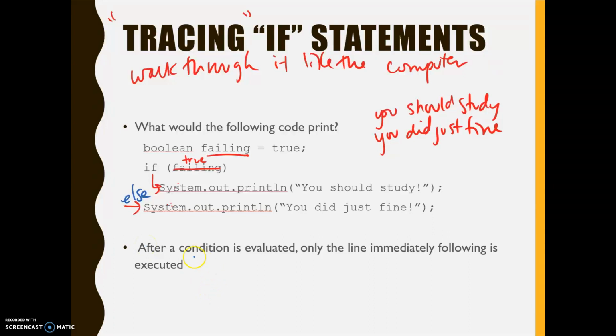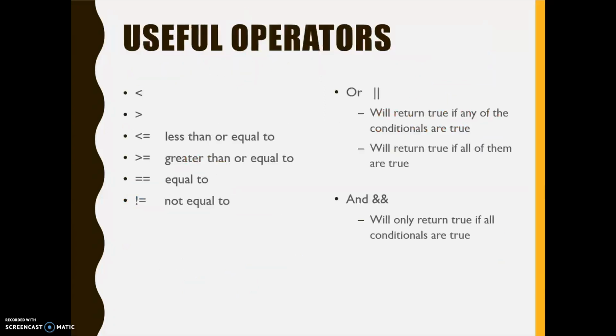Now, this next line says, after a condition is evaluated, only the line immediately following the if is executed. So what does that mean? That means that the computer is going to take one line of code. If we want to have multiple lines of code inside of our if statement, which is very common, then we are going to use the curly braces to force the computer to execute more lines of code when that if statement is true.